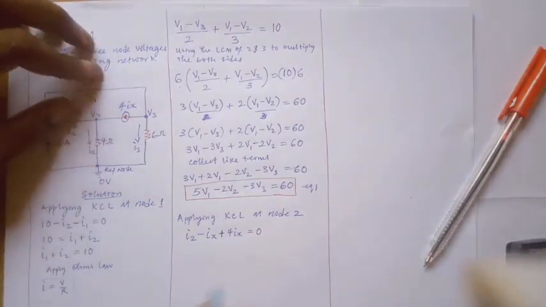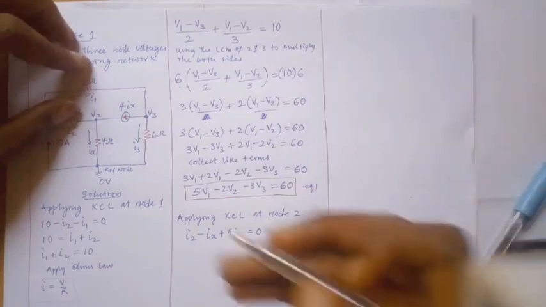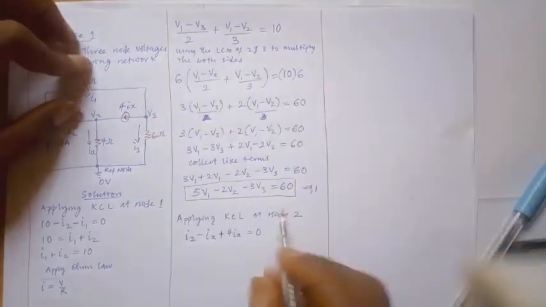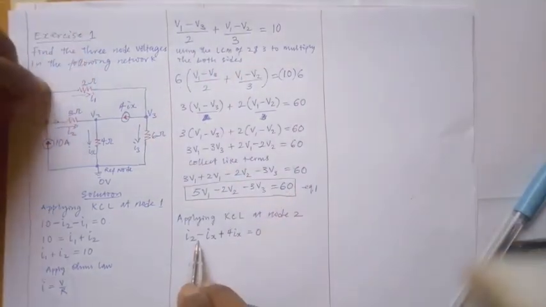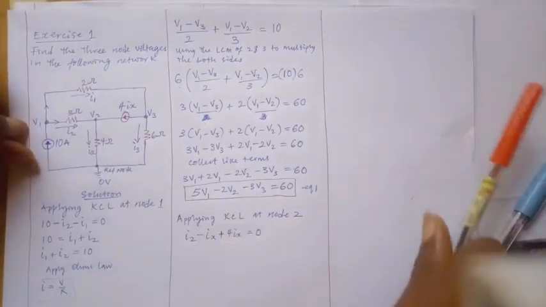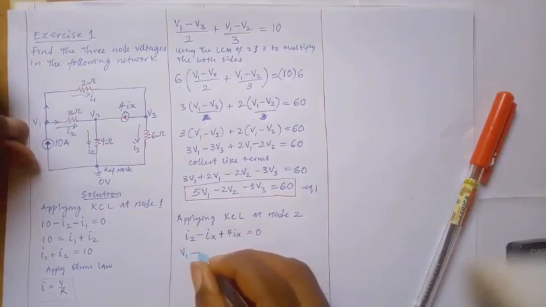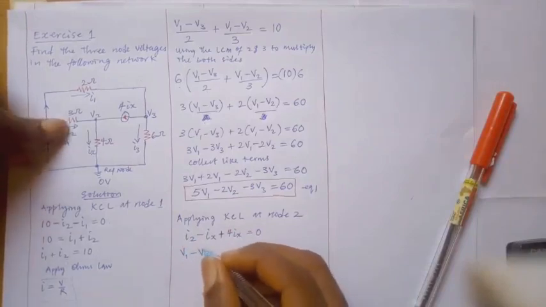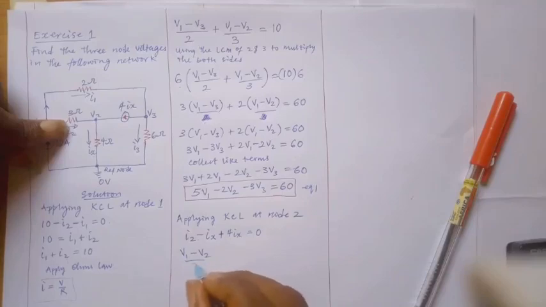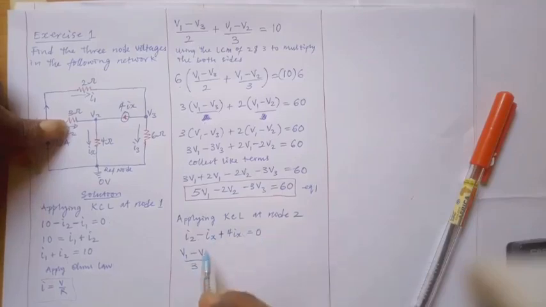Now, by using Ohm's law, the Ohm's law that we use here, I2 falls here. V1 minus V2, it will now be V1 minus V2 over what? What's the resistor? Over 3. Then, what next? What next?